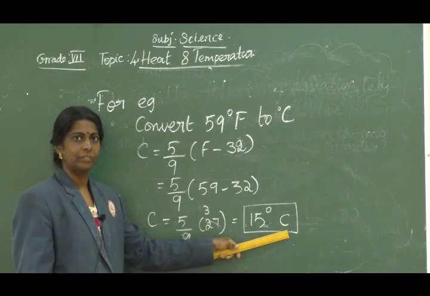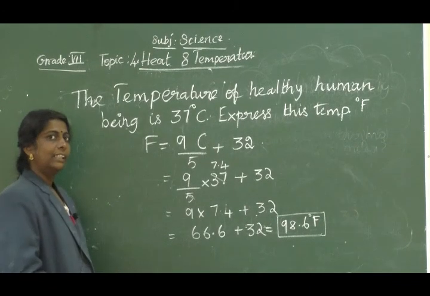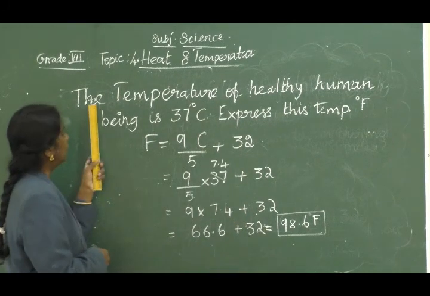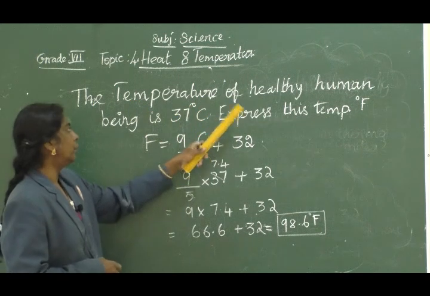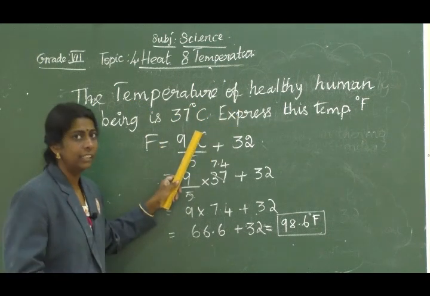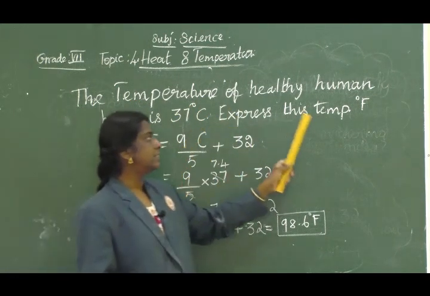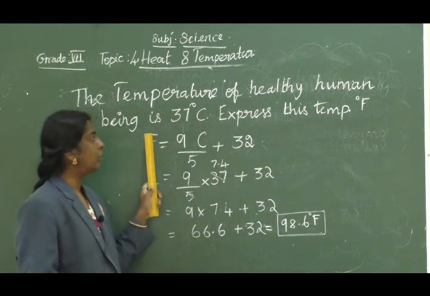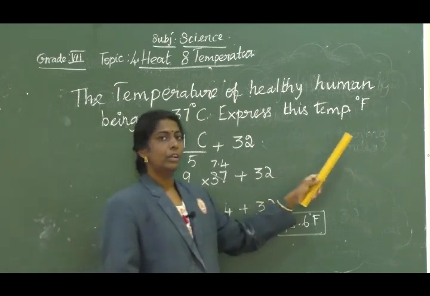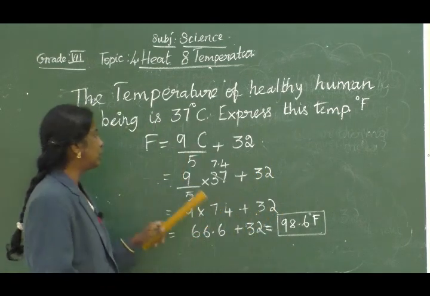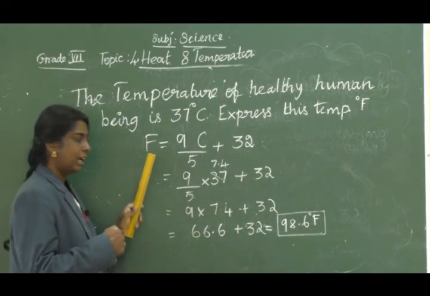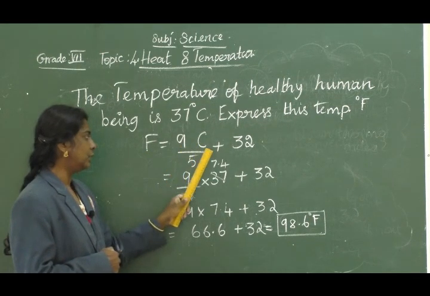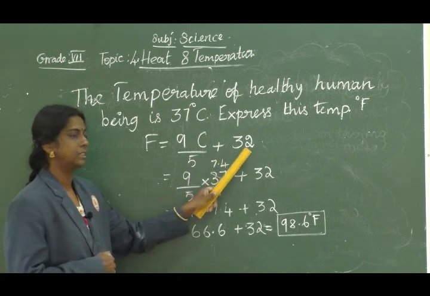Clear, children? Yes. Now children, let me learn about another example. The temperature of the healthy human being is 37 degree Celsius. Express this temperature in Fahrenheit. So we are having a Celsius value. Now we are going to convert into Fahrenheit value. Clear? So how to do? What is the formula? As I said, Fahrenheit is equal to 9 into C by 5 plus 32.